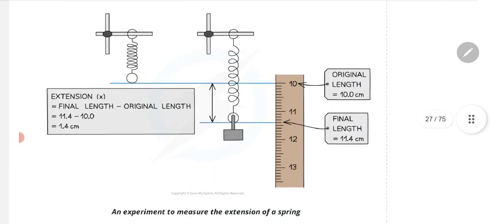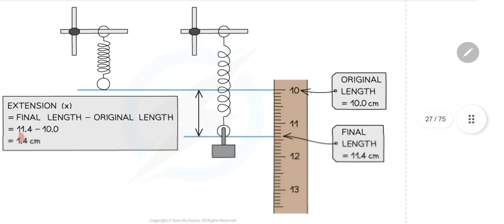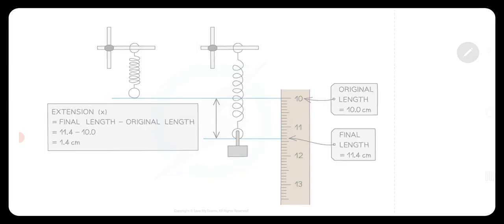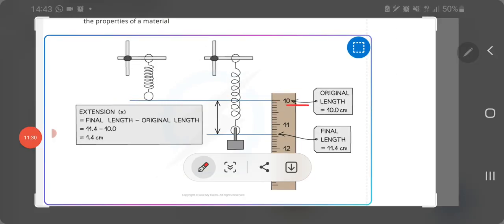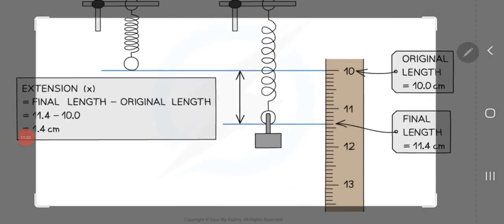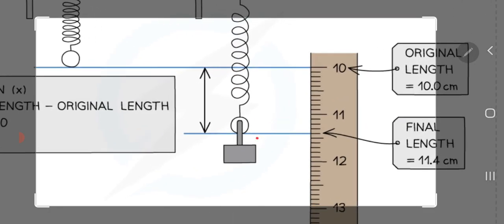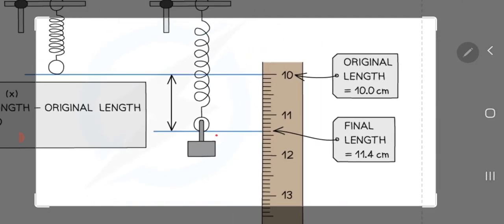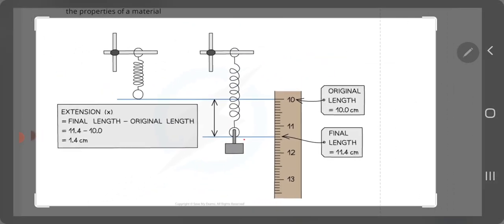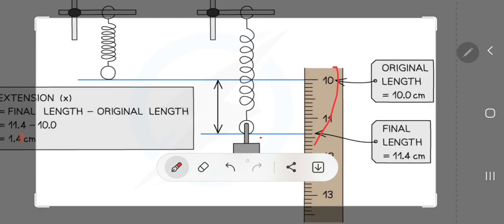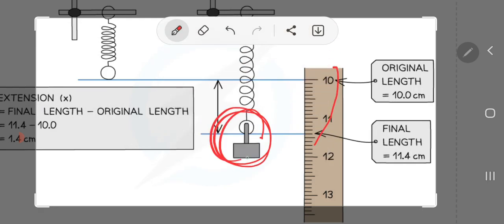Now, Hooke's law states that you can easily find the extension due to the force. For example, there is an object, the initial length of the spring is given over there, that is 10 centimeter, but the final length is also given, that is 11.4. So you can easily find how much the spring extends: extension is 11.4 minus 10, this one is 1.4 centimeter. This extension basically depends on the mass of this block. Greater the mass, greater the extension.